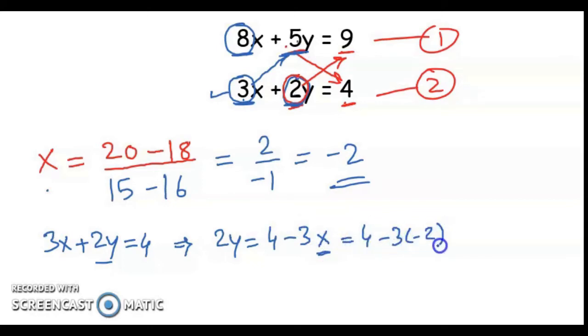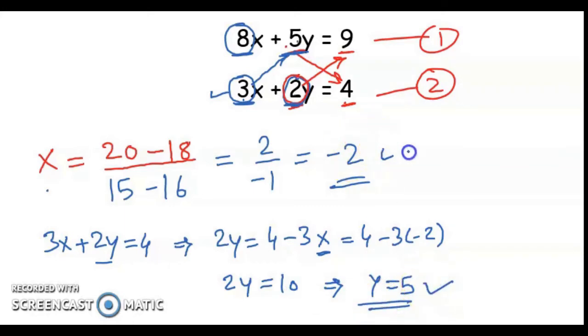minus 2. So here we get 2y equal to, this is minus minus plus, so 4 multiplied 3 to the 6, so we get 10. So 2y equal to 10, so we get y equal to 5. So this is the value of y and this is the value of x. The more you practice, you can find out this value in your mind directly. Let's see one more problem.